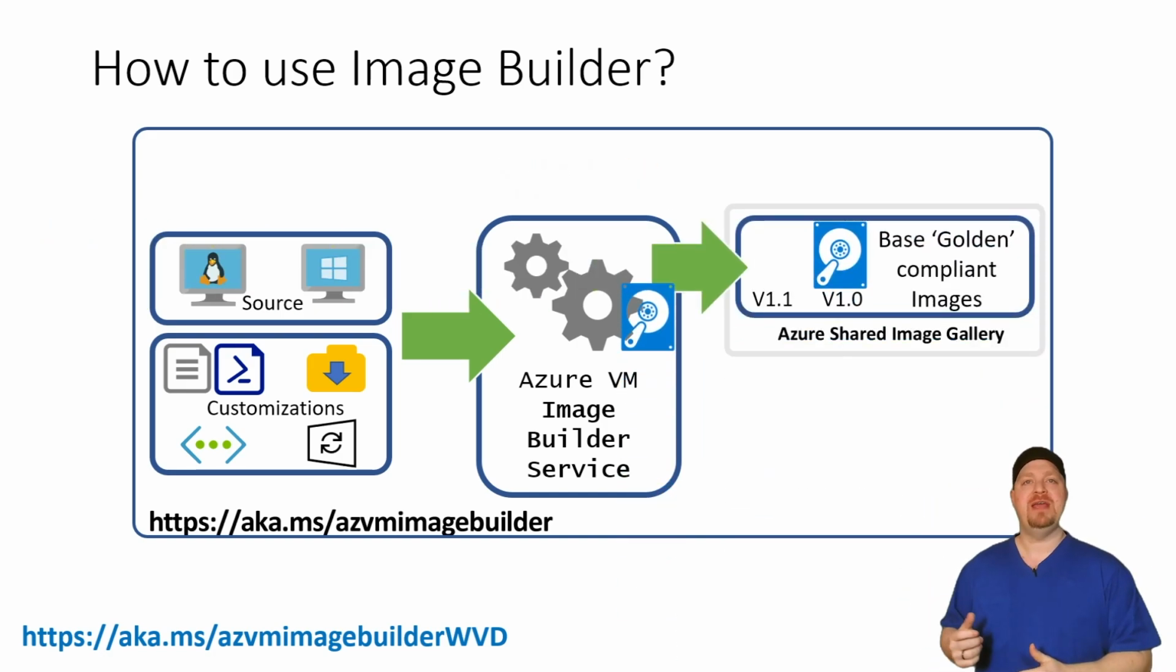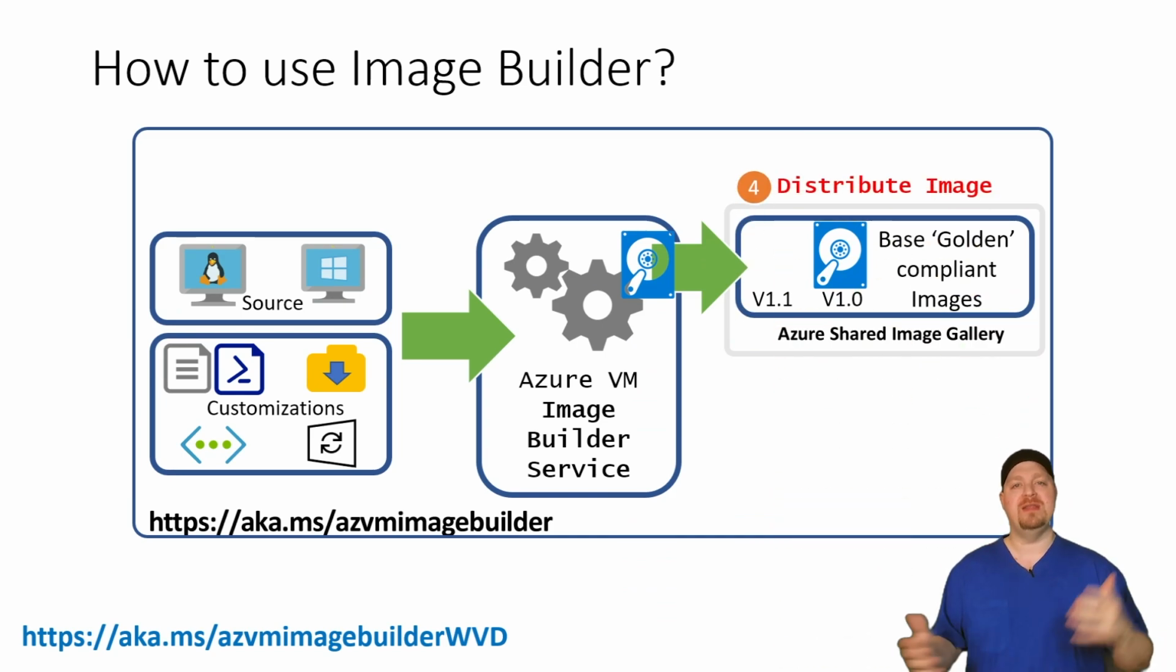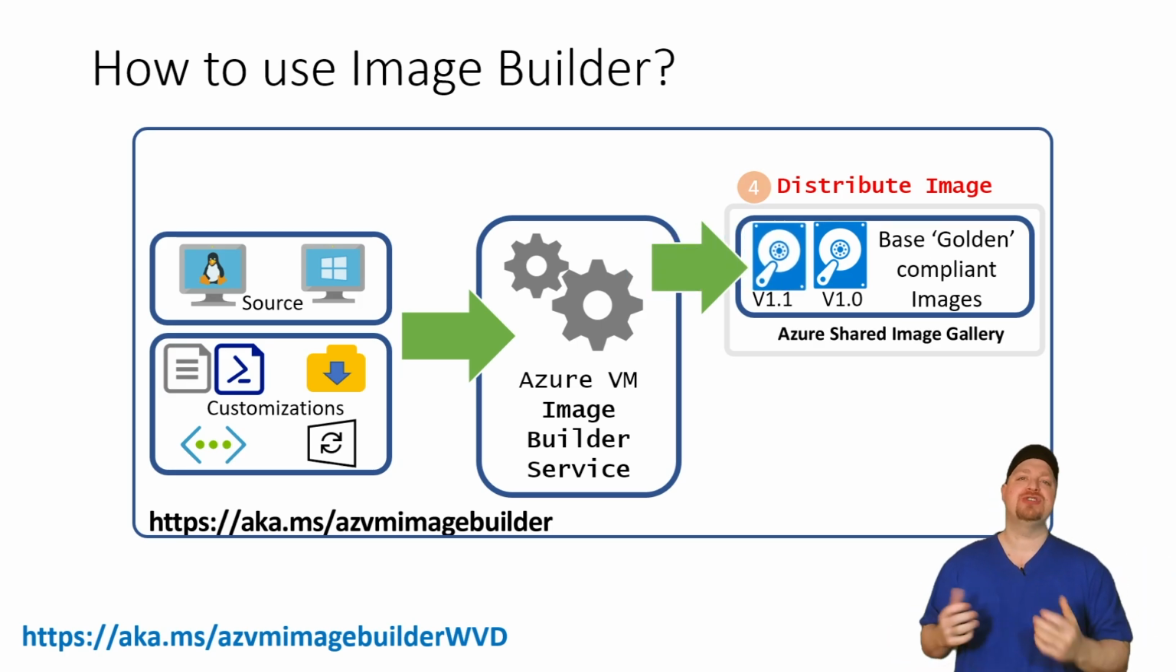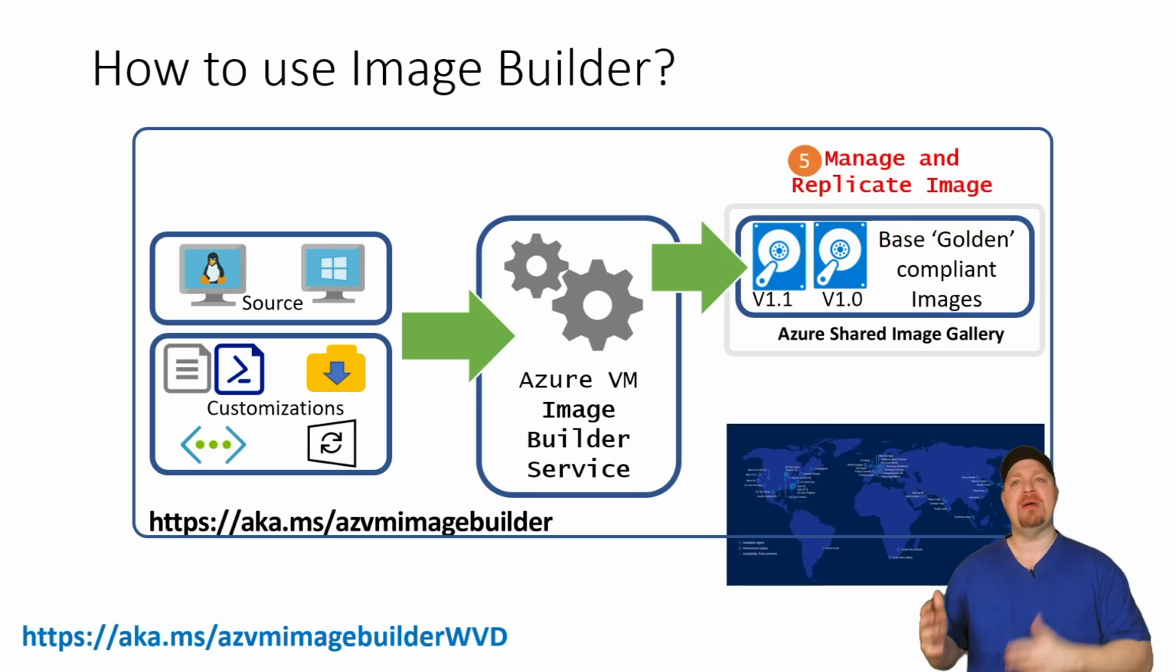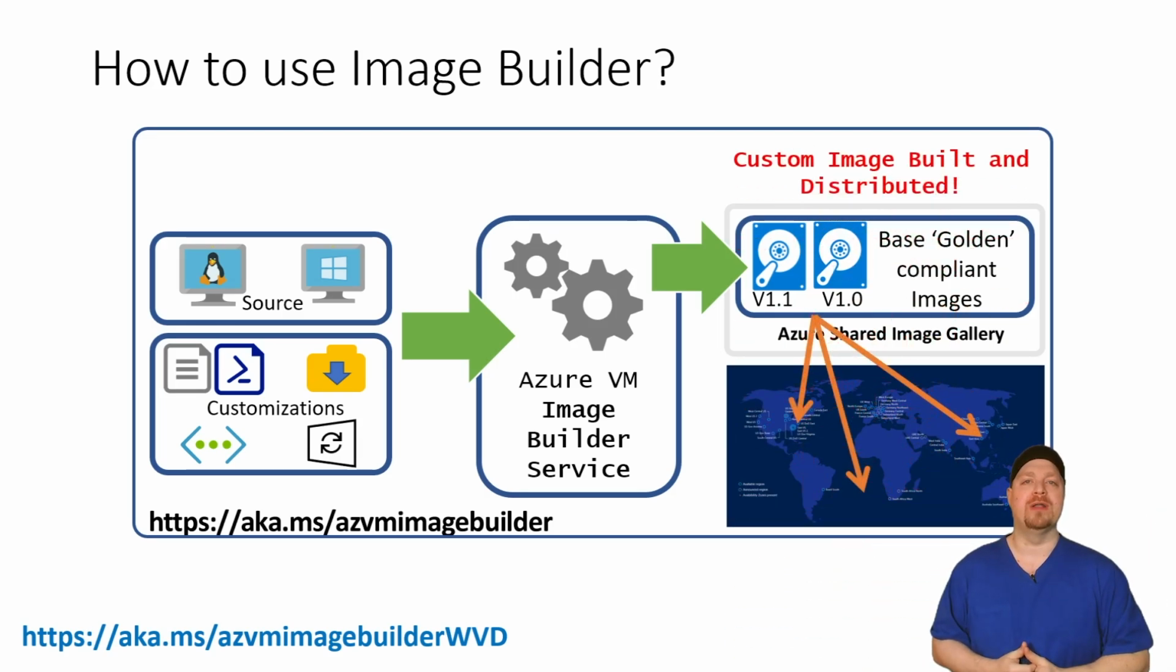Once the staging VM is finished, sysprep will run, the VM will be shut down, and then the image capture process will occur. And that VM image will then be imported into the Azure Shared Image Gallery so that it can be replicated to whatever regions you want around the world.